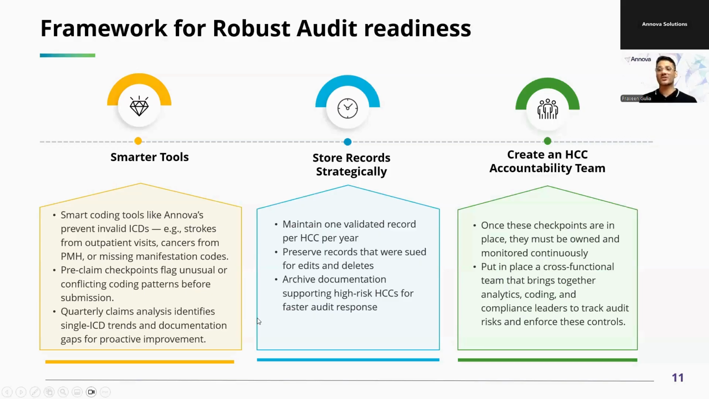The claim analysis should happen every quarter. Don't wait for the calendar year to end and then do your analysis. Do it every quarter. Identify the single ICD trends. Now you can say that this ICD, which is coded once in a year, how can you identify that in a quarter?